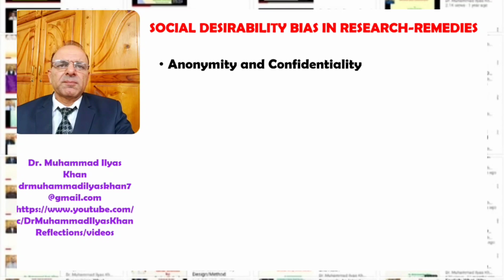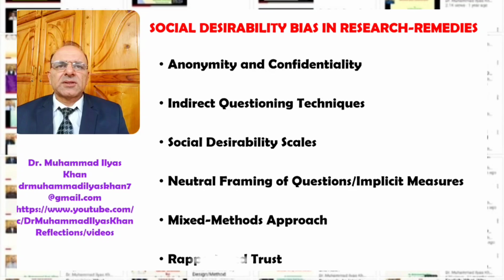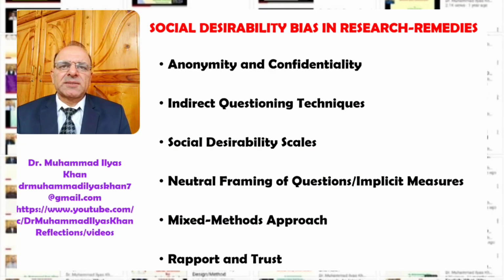Now, there are certain ways in which social desirability bias could be handled in a research context. One of them is anonymity and confidentiality. If the participants remain anonymous, or if the researchers know the individual identity of the participants but ensure that their identity will not be reported in the research report, the participants might give more accurate, more truthful data, and that can counter social desirability bias.